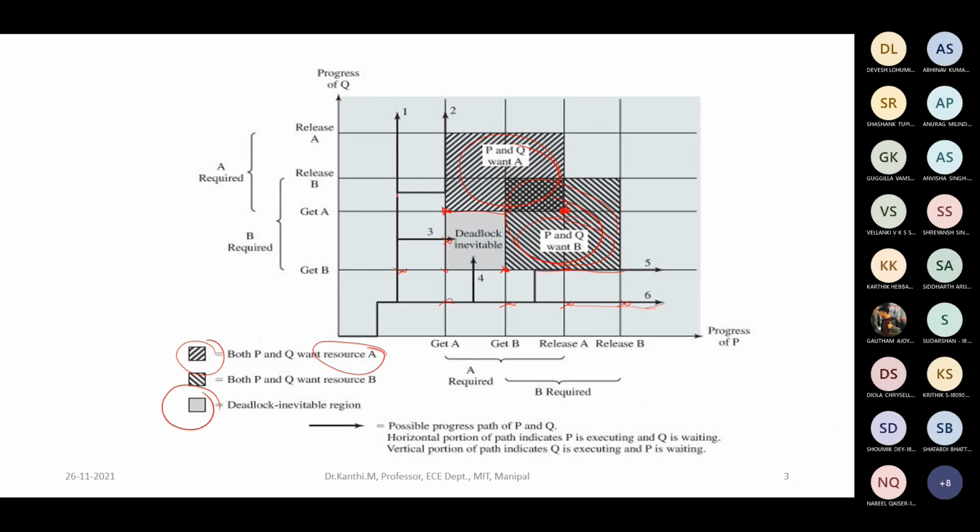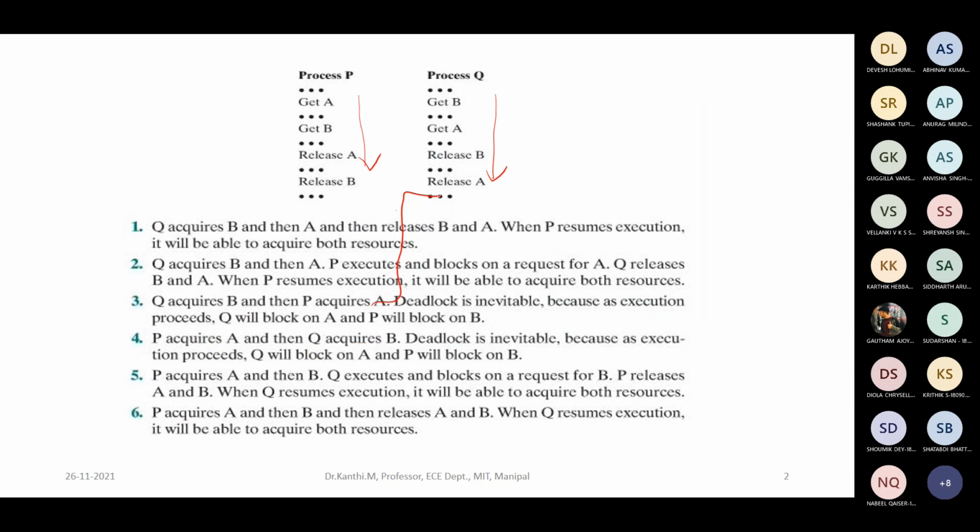Now Q acquires B and then A, then P executes and blocks on a request for A. Q releases B and A. When P resumes execution, it will be able to acquire both resources. I think it is simple.